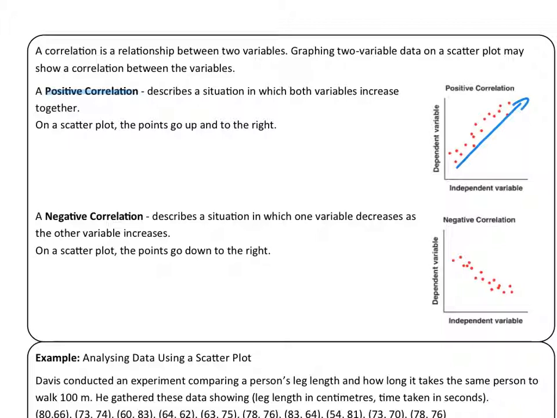A negative correlation describes a situation in which one variable decreases as the other one increases. So notice the independent variable is going up, but the dependent variable is coming down. So you get a relationship where the line kind of goes in this direction.